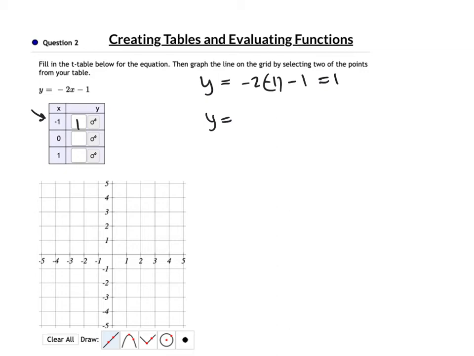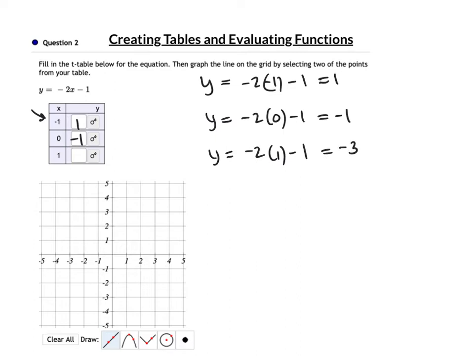My next equation will be negative 2 times 0 minus 1. Negative 2 times 0 is 0, and 0 minus 1 is negative 1. And then the last one will be negative 2, and I'm going to plug in 1 for x. So that's negative 2 minus 1, which is negative 3.